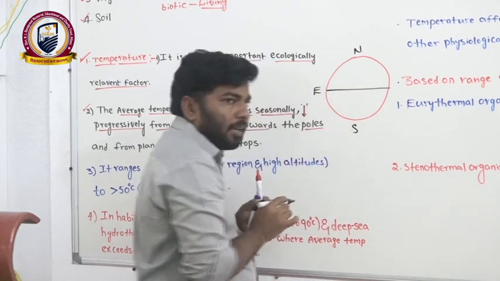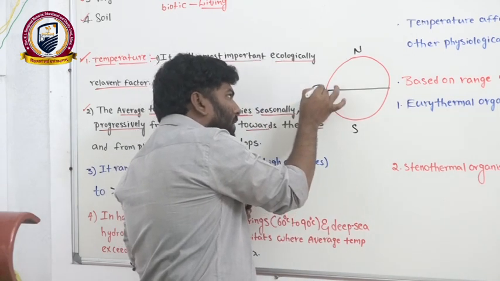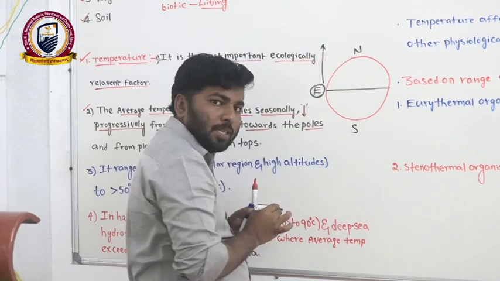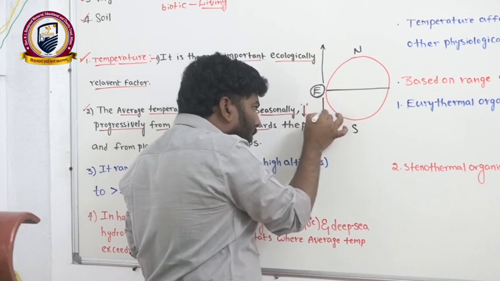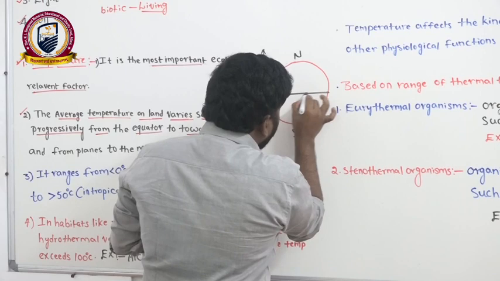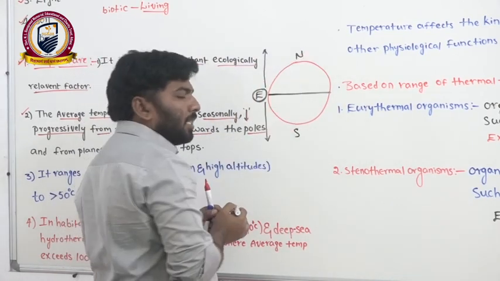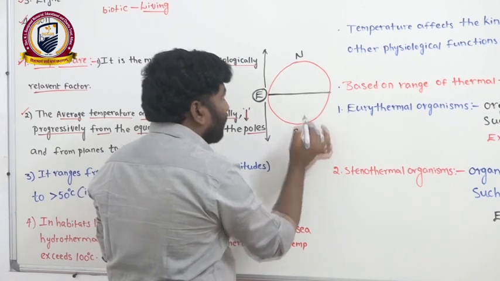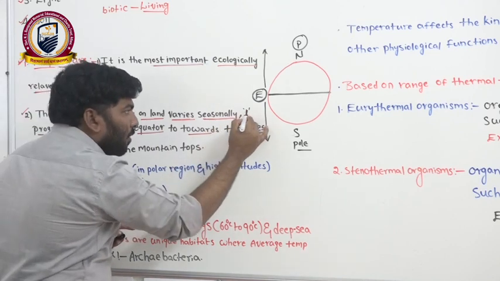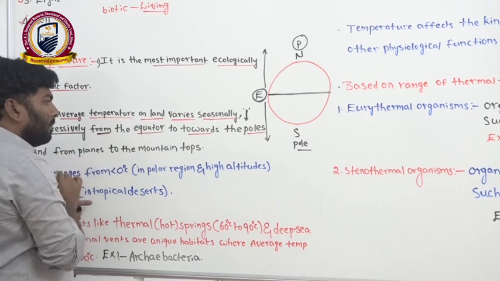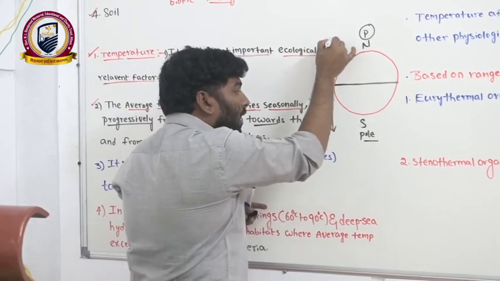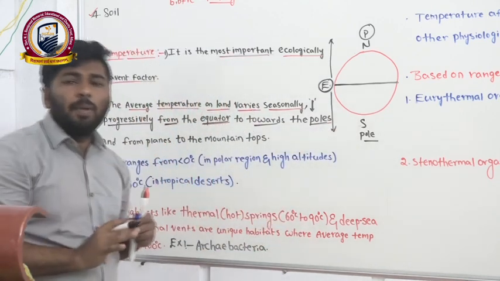This is the equator line. This is the origin point, nothing but the starting point. From here, if you move towards the North Pole, the temperature decreases. If you move from the equator to the South Pole, the temperature decreases. It means at the equator line we notice high temperatures, and at the polar regions, whether south or north, we notice lower temperatures. That is the meaning of the first line: the temperature decreases progressively from the equator towards the poles. Clear?